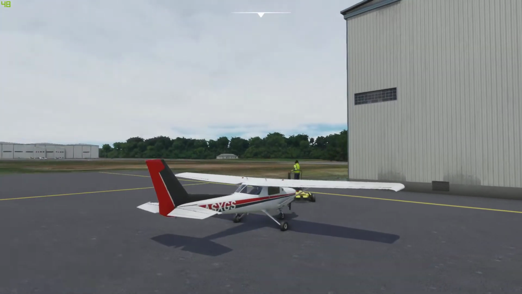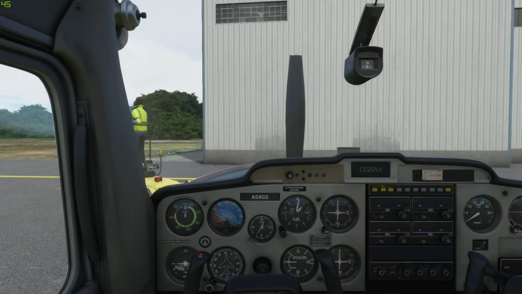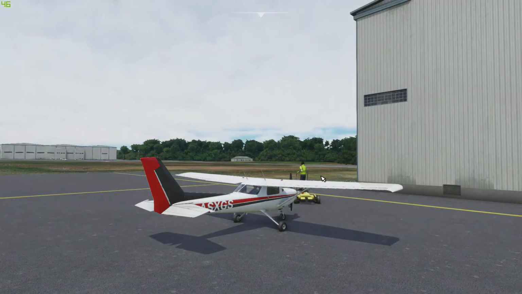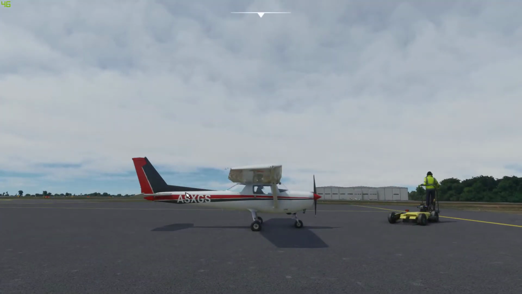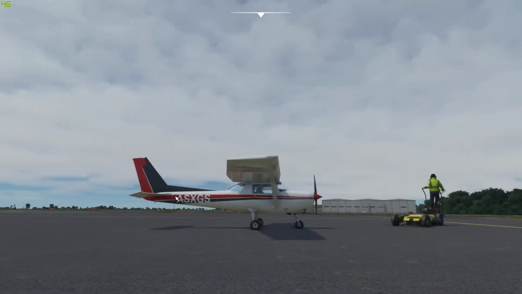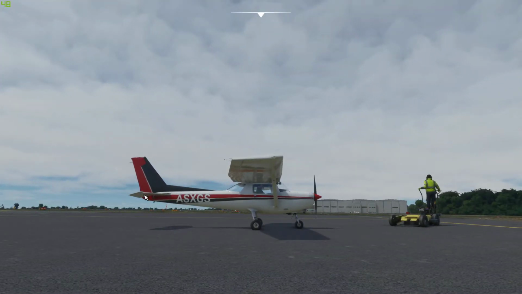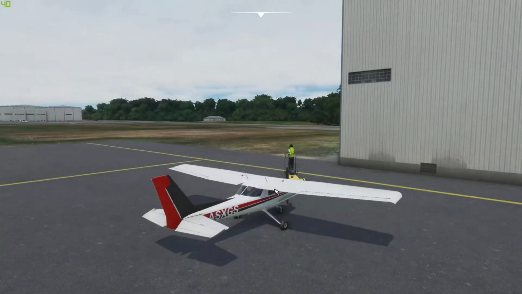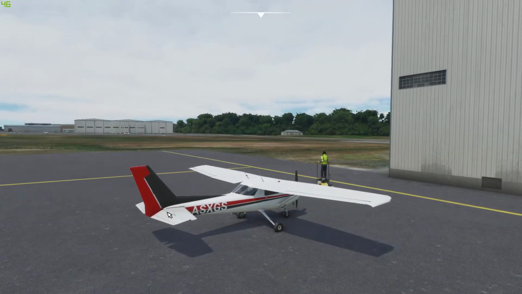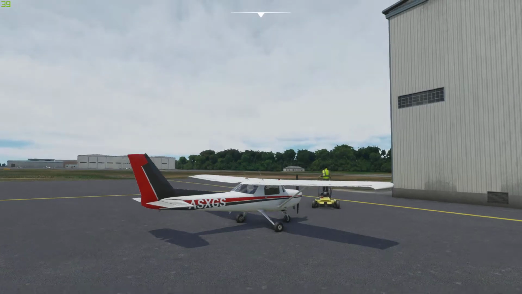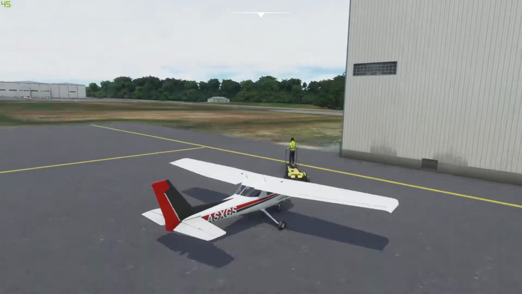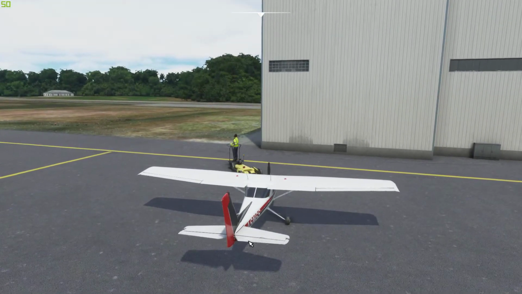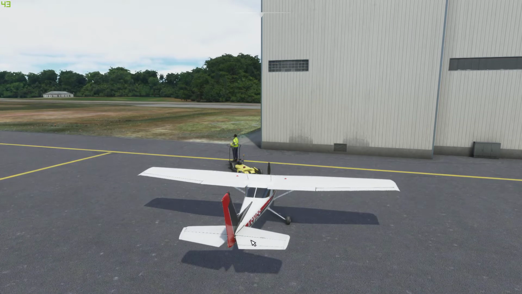And the same thing is true if we push the yoke forward, as you can see now. We push it forward, and the elevator moves, and this is how we go down. The air hits the elevator, pushes down, the tail goes up, and then the nose goes down. This entire thing is called the horizontal stabilizer. It's in the back, and it stabilizes us horizontally, and the elevators are mounted on the back of it, as you can see.